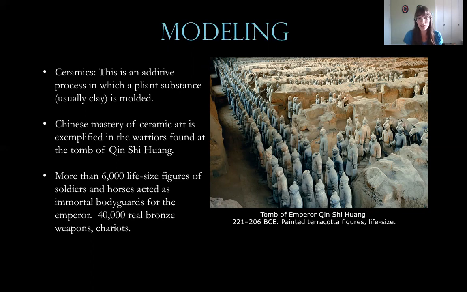6,000 life-size figures of soldiers and horses, basically to be bodyguards at his tomb after he died. So this is his mausoleum. There are also 40,000 real bronze weapons and real life-size chariots that were found here as well. So this is all meant to protect him in the afterlife.